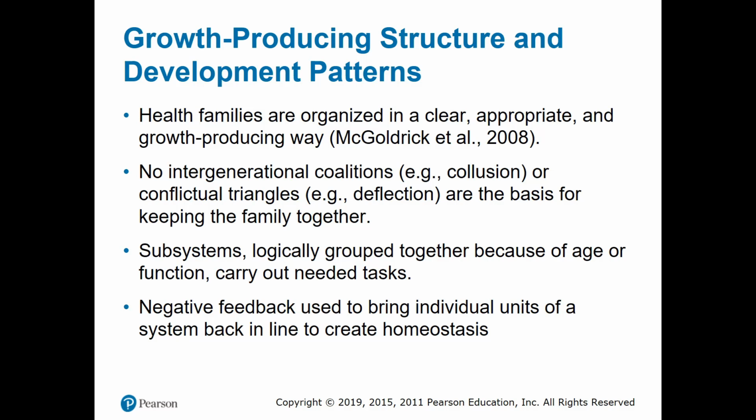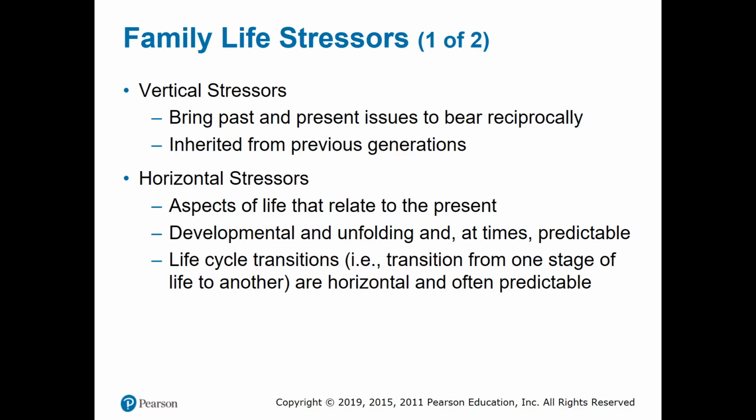Negative feedback is used to bring individual units of a system back in line to create homeostasis, or that balance that we discussed before. Different stressors that we see in the life of the family: vertical stressors bring past and present issues to bear reciprocally. They're inherited from previous generations. Things like generational substance use may play a role here, as well as cycles or patterns of abuse.